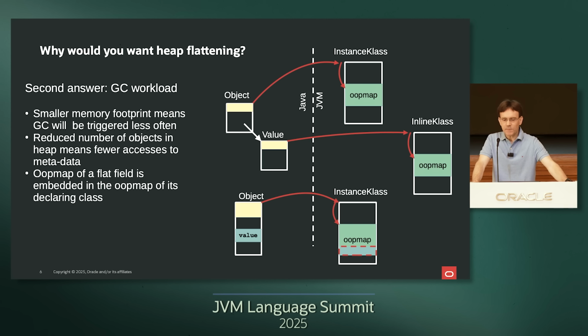When a GC is in the marking phase, every time it processes an object, it has to find out if this object has object references in it. And to do that, it has to go to the metadata, the instance class describing the object, and find a data structure called the oop map. And there are a couple of indirections to find this information. This is a cost that the GC has to pay for every single object. With flattening, there are fewer objects, and the flattened values that contain object references have this information included in the oop map of the object in which they have been flattened.